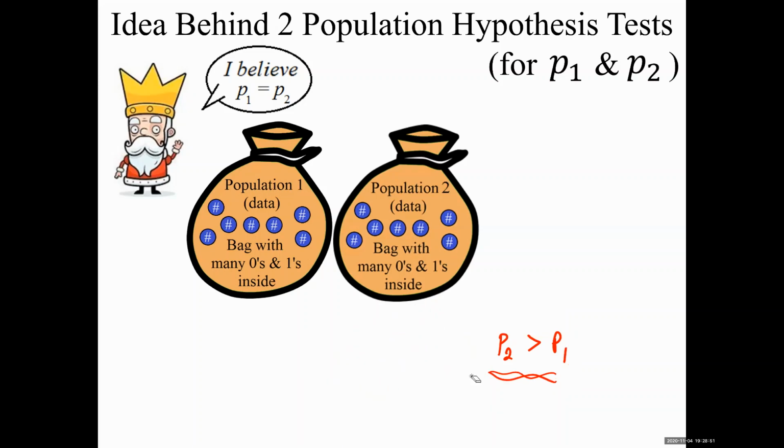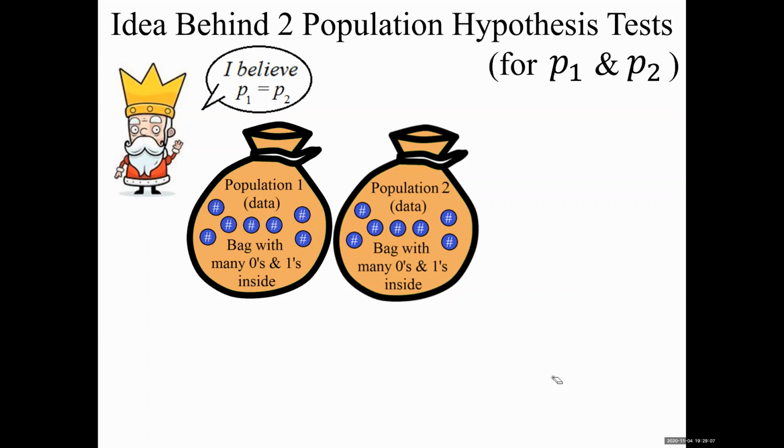So the king is claiming these two percentages are equal. Like he's saying the percentage of all Rio Hondo students that are married is the same as the percentage of all PCC students that are married. All right, everyone pretty much believes the king. We love the king. He's an honest king. He's never lied to you before. So everyone's happy. Everyone's like, yeah, P1 is P2.